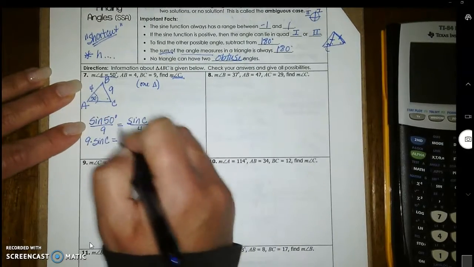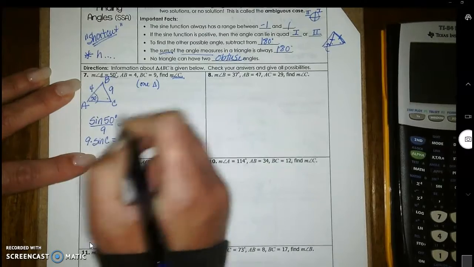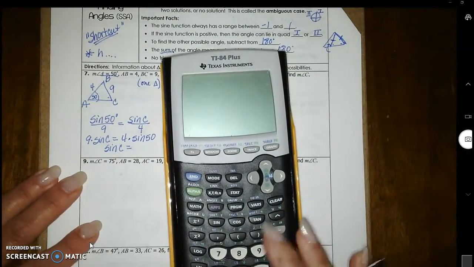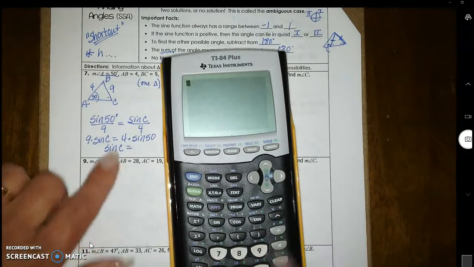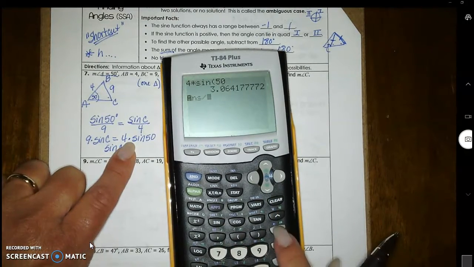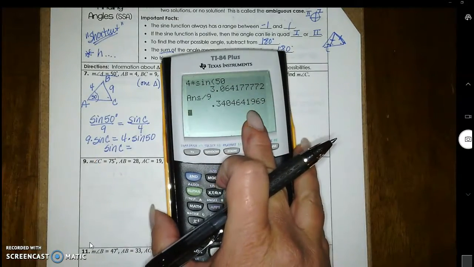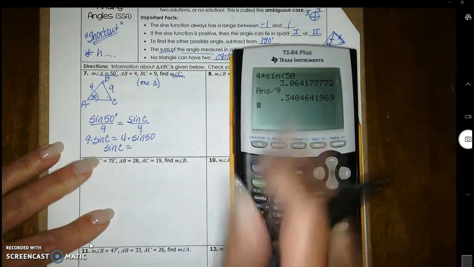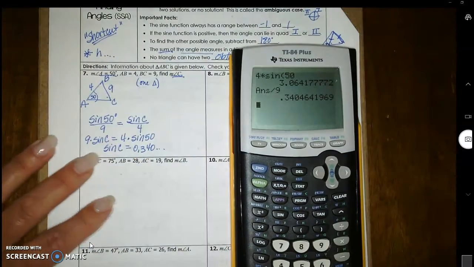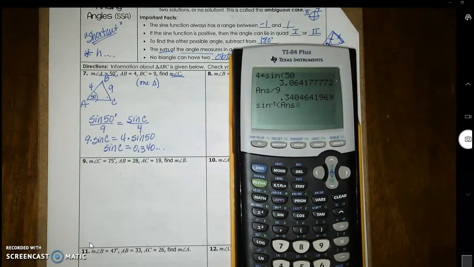9 times the sine of C is equal to 4 times the sine of 50. So the sine of C is going to be roughly 4 times the sine of 50 degrees divided by 9. And again, I just want to write this down so if I make a mistake somewhere, I can go back and find it. So I'm going to get roughly 0.340-ish. I'm going to go ahead and inverse sine it so that I can find the angle.